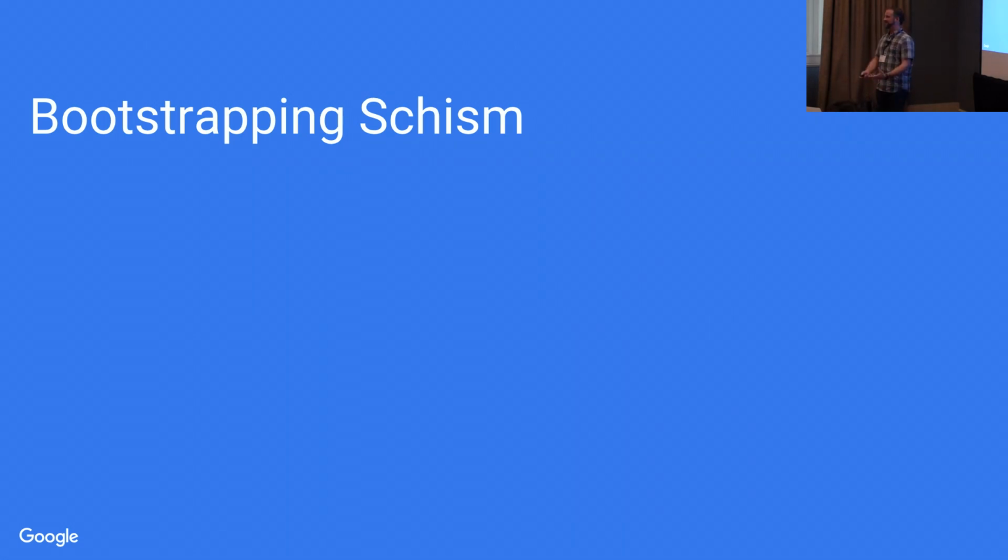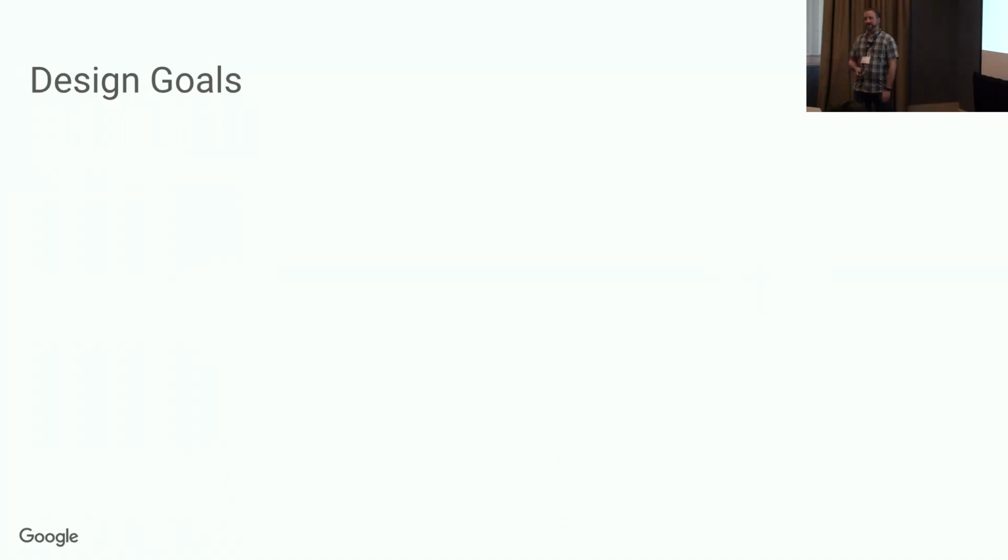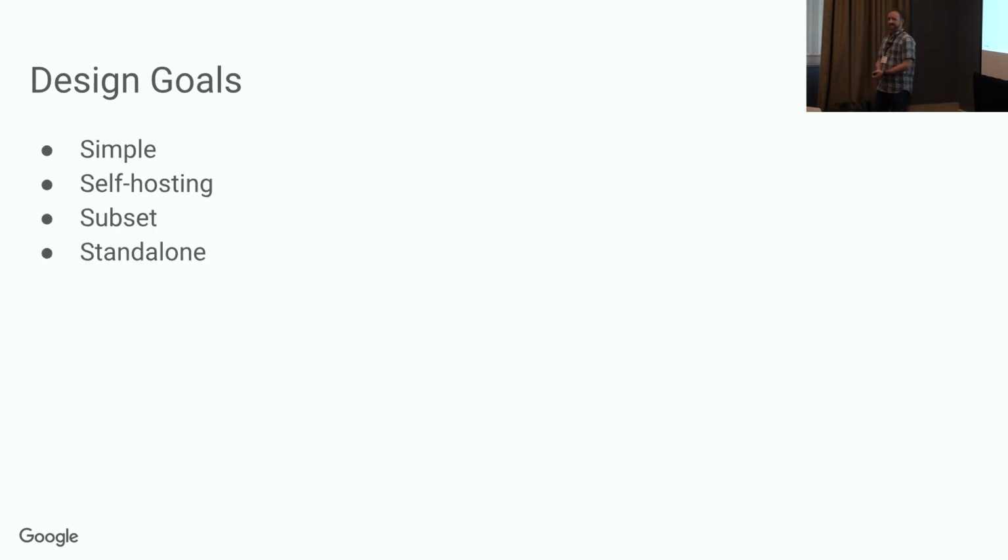So, bootstrapping Schism. How did I get started on this? I want to talk about some design goals first. So I'll just go ahead and put all 4 of them up there. Simple, self-hosting, a subset of Scheme, and I wanted it to be standalone. I wanted it to be simple because, if you remember, one of the goals is I wanted to have a playground where I could try out new proposals for modifications to WebAssembly, the spec itself. So that's easier if the compiler is simple. And if I can do it in, say, an afternoon rather than 3 months to add a new feature or try it out, then that's a really big plus.